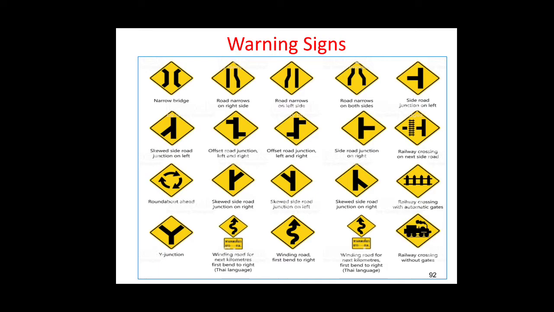So here we can see some warning signs like the narrow bridge, road narrow on the right side, road narrow on the left side, road narrow on both the sides, side road junction on the left, then the opposite road junction left and right, side road junction on the right, railway crossing on the next road, then roundabout ahead, railway crossing without automatic gates, then the Y junctions, then the winding road, first bend to right, railway crossing without gates. So, as seen, these warning signs alert the driver regarding the hazardous conditions prevailing adjacent to or on the roadway.